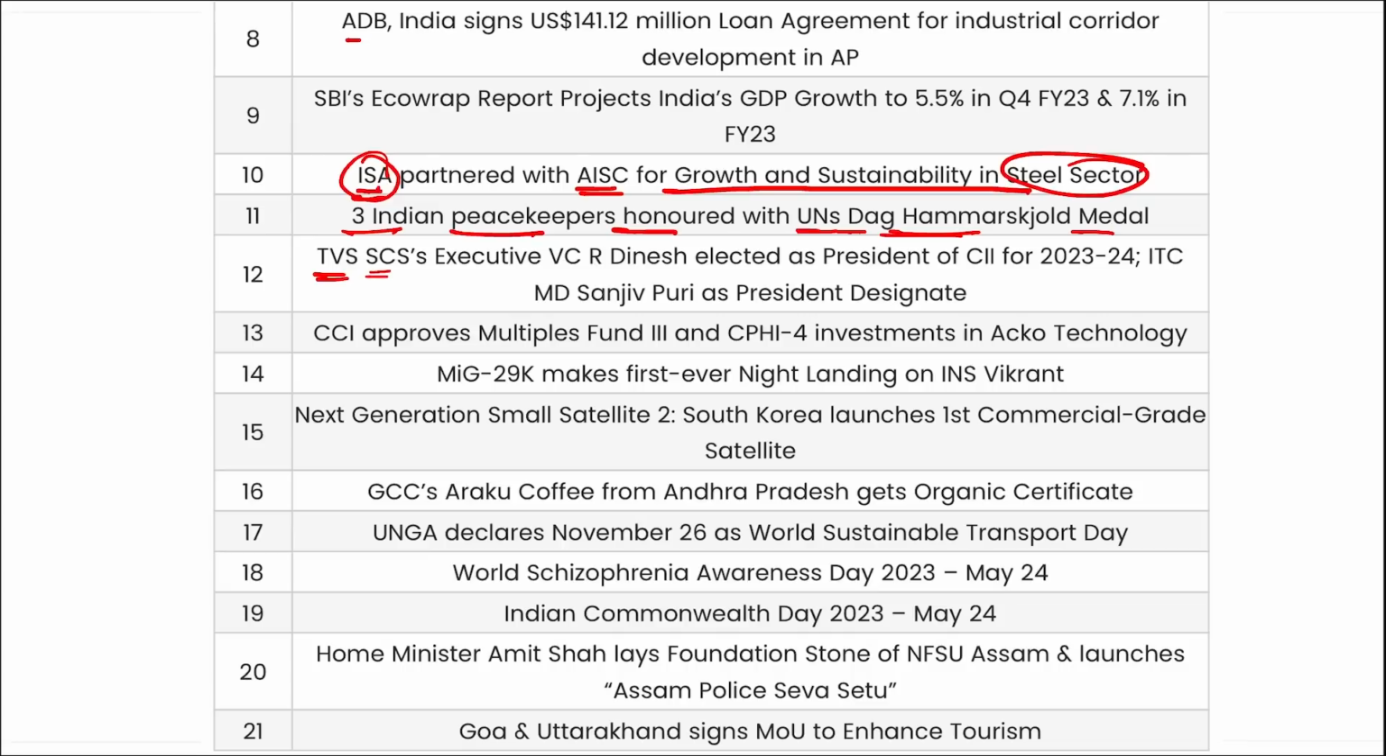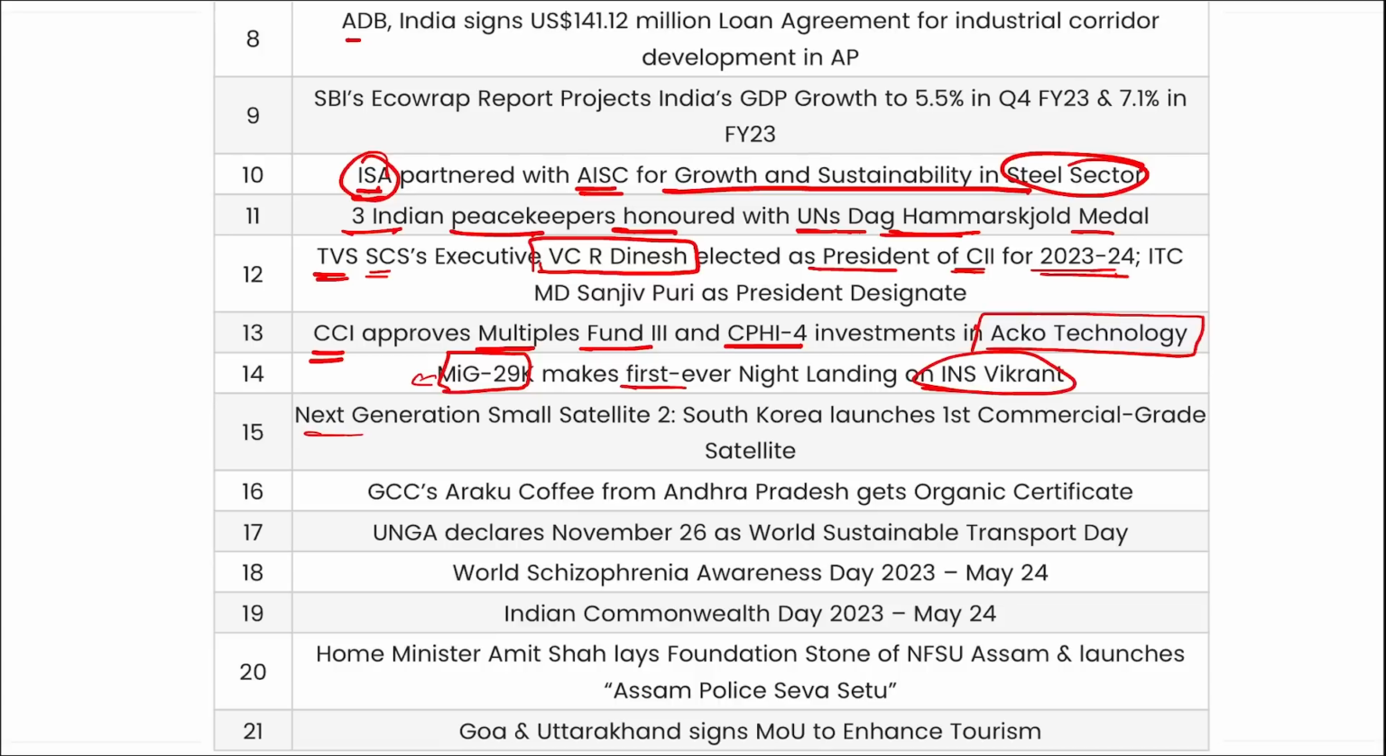TVS SCS executive director R Dinesh has been elected as the president of CII for 23-24. CCI approves multiple Fund 3 and CPHI 4 investment in eco technology. MiG-29K, the Russian fighter jet, made the first ever landing on the INS Vikrant. Next Generation Small Satellite 2, of South Korea: they have launched the first commercial grade satellite, Next Generation Small Satellite 2.